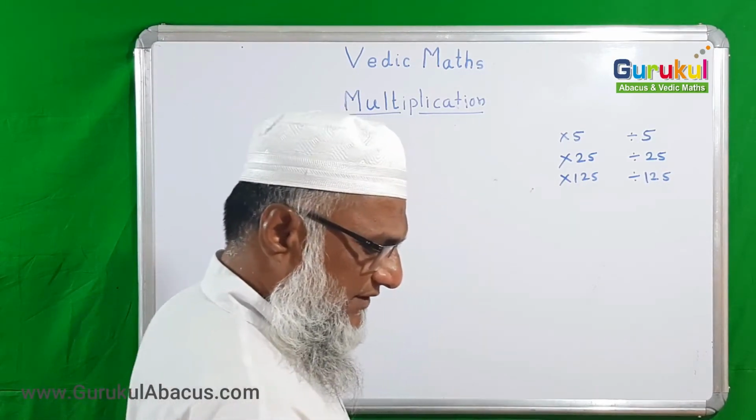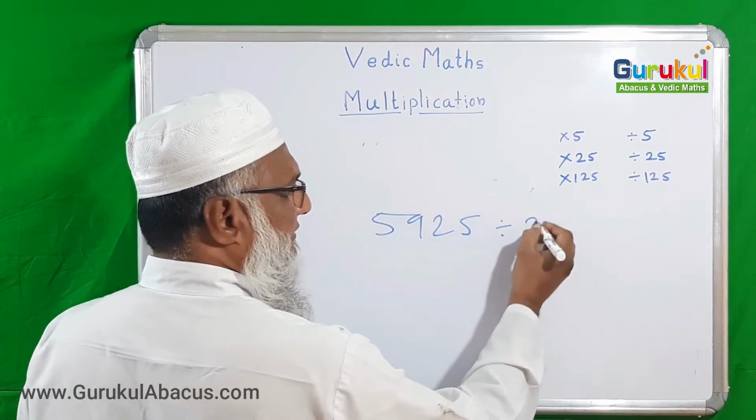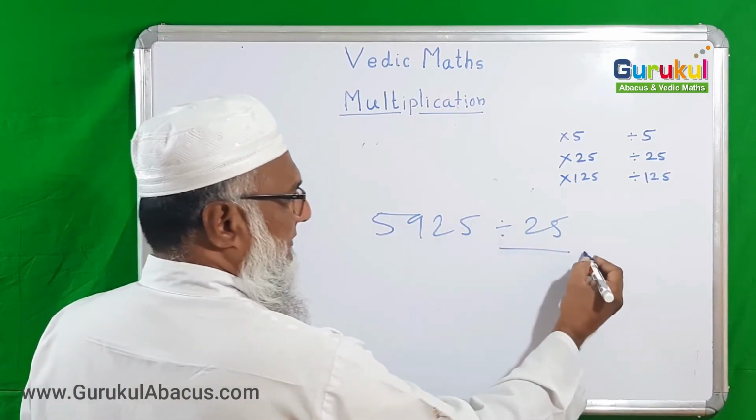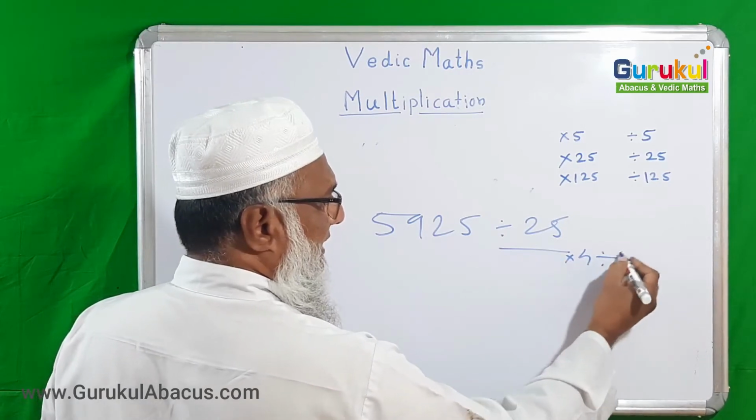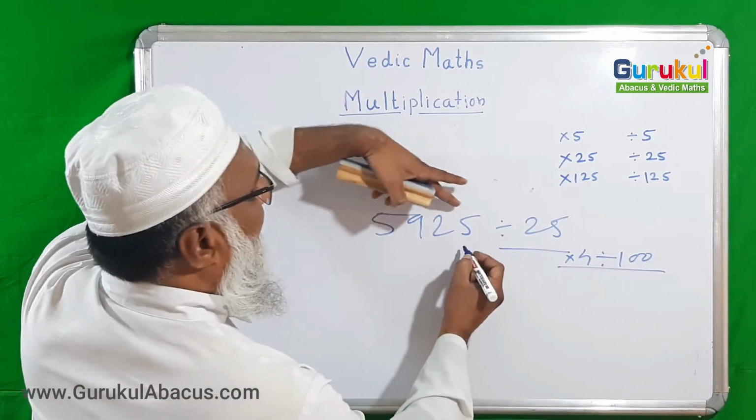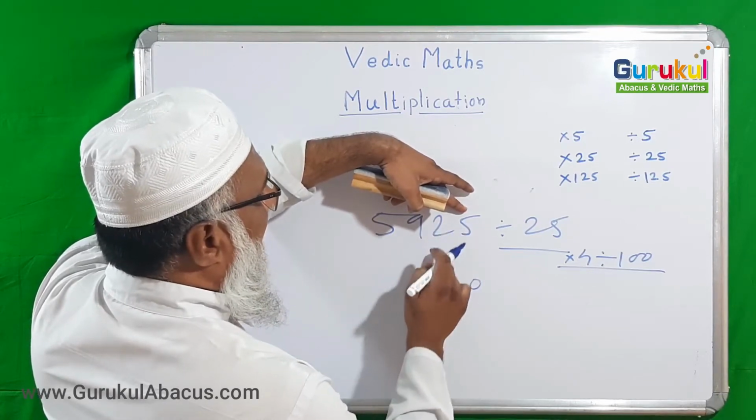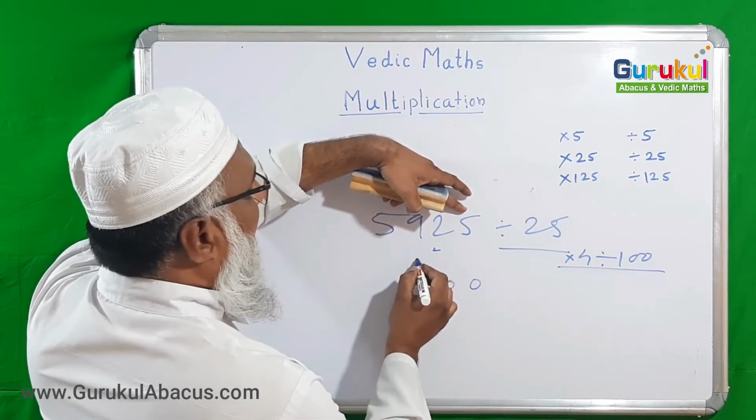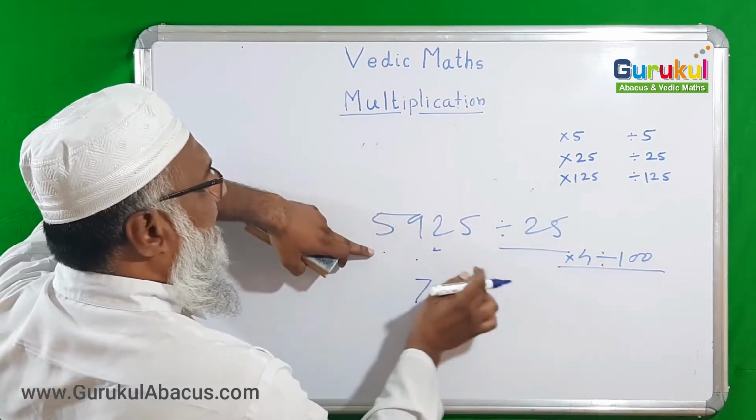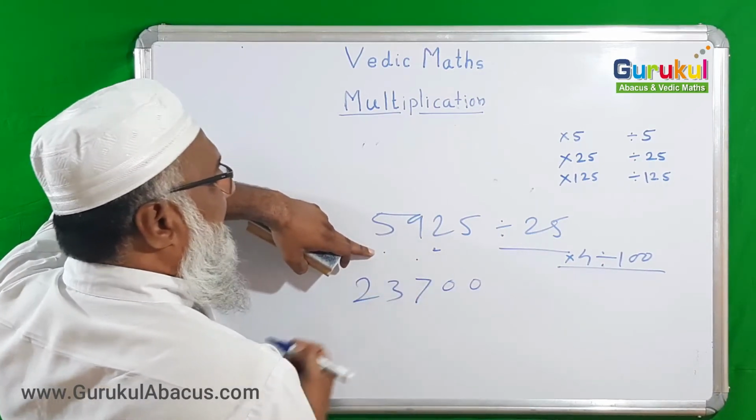Now I want to take one division example. 5925 divided by 25. Divided by 25 means I want to multiply by 4 and then divide by 100. This process I want to do. So firstly multiplication by 4. 4 5s are 20, 0, 2 carry over. 4 2s are 8 and 2, 10, 0, 1 carry over. 4 9s are 36 and 1, 37, 7, 3 carry over. 4 5s are 20 and 3, 23 itself.